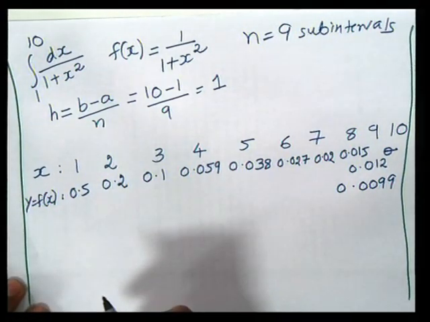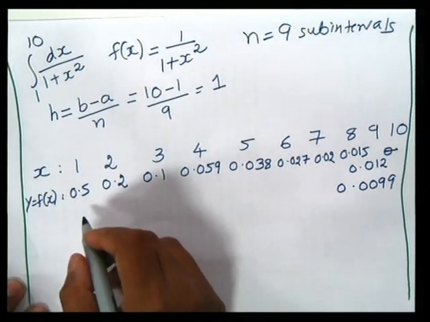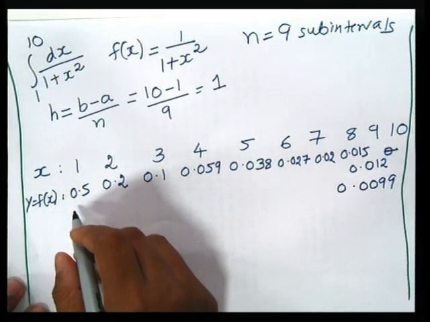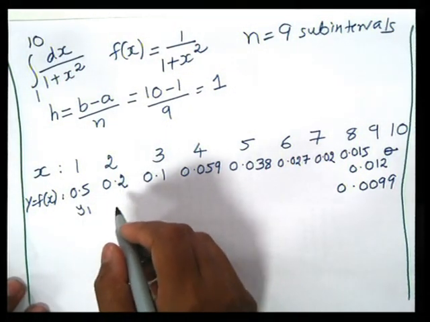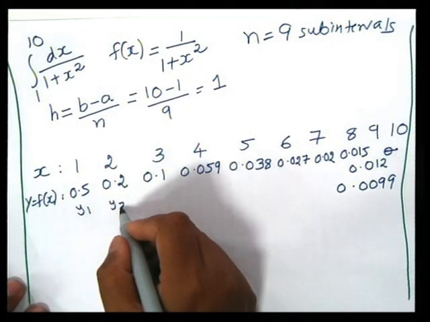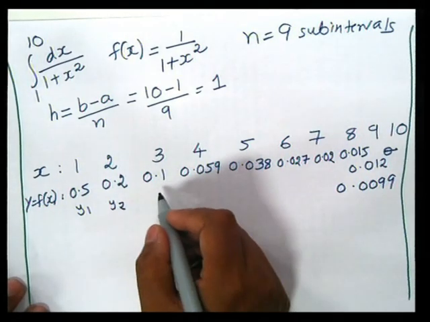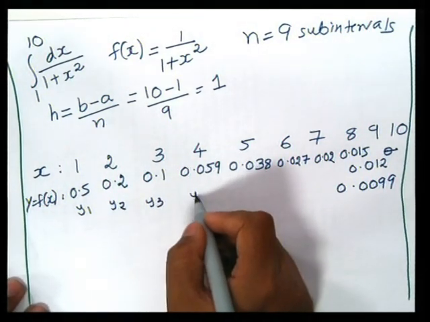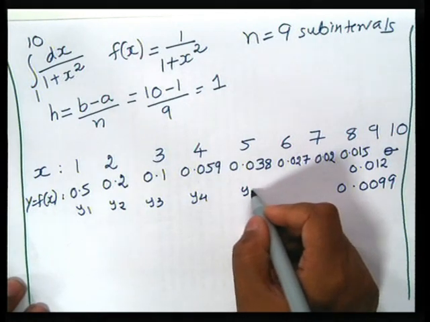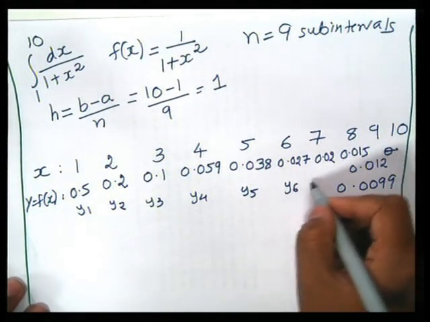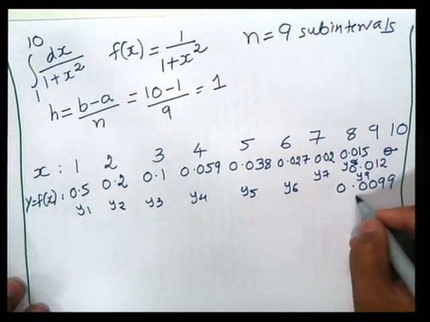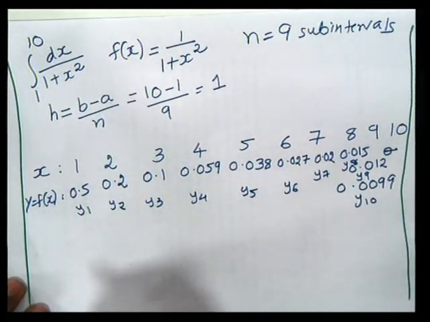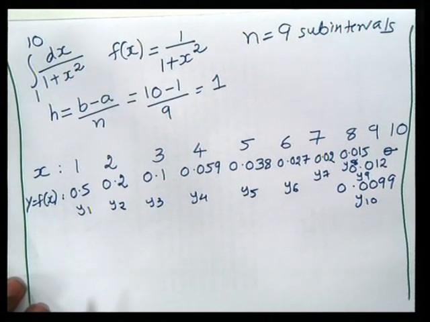Okay, now as we have done earlier, the first value of y which I have found out, I will denote by y1. The second value is denoted by y2. The next values are denoted by y3, y4, y5, y6, y7, y8, y9 and y10. So these are the corresponding values of y.